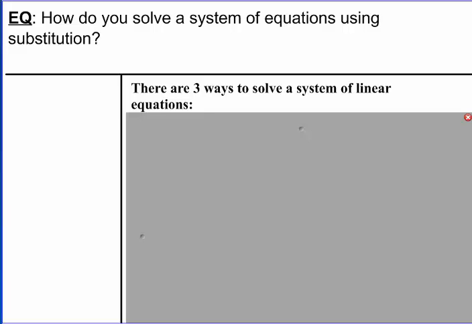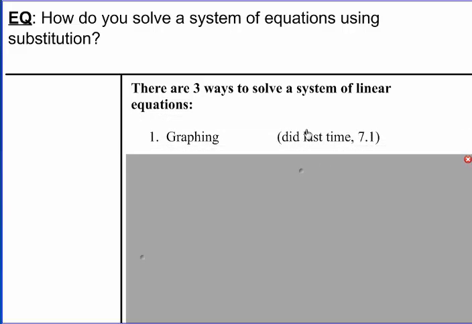Okay, this lesson is on solving systems of equations using substitution. So our essential question is, how do you solve a system of equations using substitution? First I have the three different ways we have for solving a system. One we've already done, one we're learning right now, and then there's another one that we'll be talking about later.